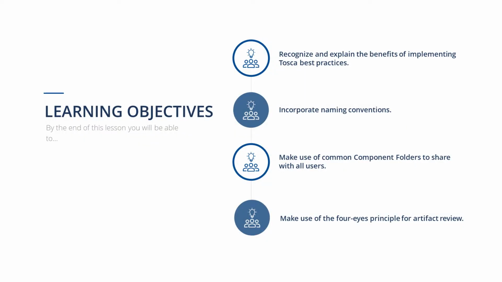So by the end of this lesson, you will be able to recognize and explain the benefits of implementing best practices in a Tosca project, incorporate unified naming conventions throughout your entire project, make use of common component folders to share with all users, and finally, make use of the 4I principle for artifact review.